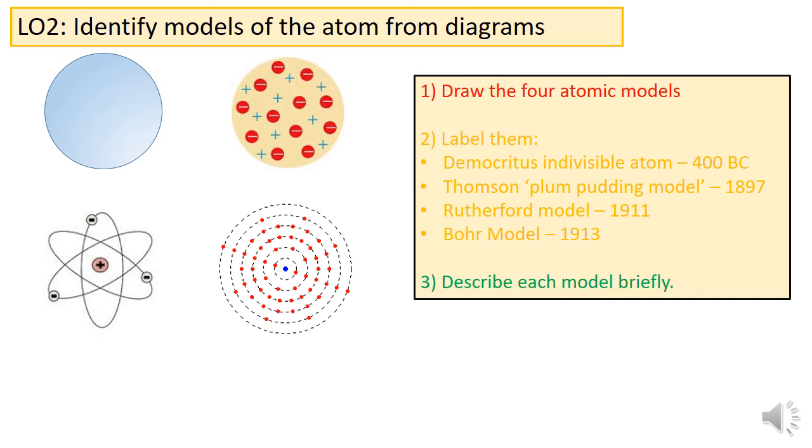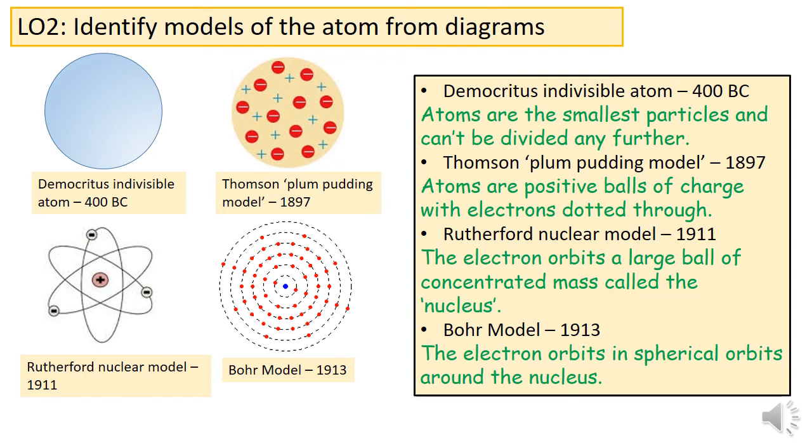You are expected to be able to draw the 4 atomic models shown. Most of you should be able to label them. So we have Democritus' simple particles can't be divided any smaller model, Thomson's plum pudding model, the atoms are positive balls with negative electrons dotted throughout, Rutherford's nuclear model that has a positive nucleus in the centre, and Bohr's model that shows electrons orbiting around the nucleus.